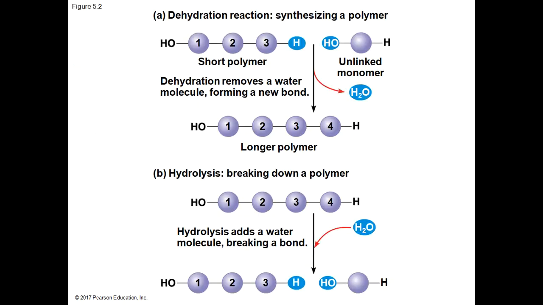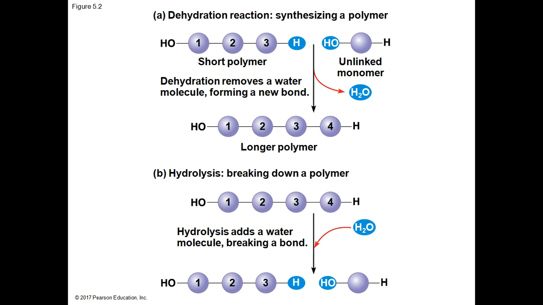If you look here at the top in A, you can see that the hydrogen from the short polymer and the hydroxyl unit from the unlinked monomer will form a water molecule and be removed, thus allowing two opportunities on the short polymer and the unlinked monomer to bond to each other, forming a longer polymer.